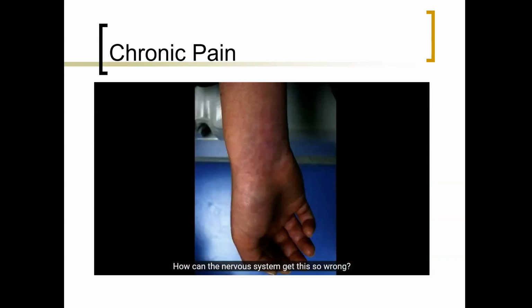How can the nervous system get this so wrong? How can the nervous system misinterpret an innocent sensation like the touch of a hand and turn it into the malevolent sensation of the touch of the flame?